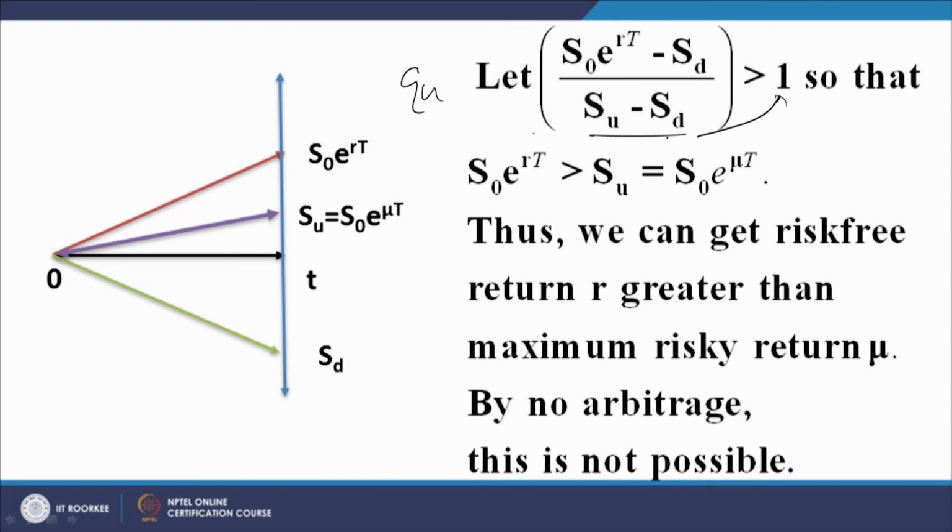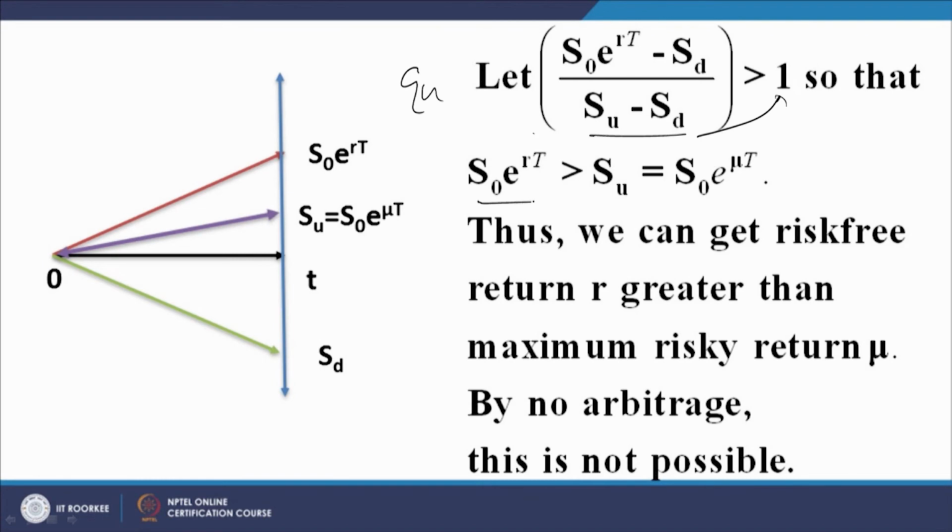What is S_u? Please note, S_u is the upper value or the upside value of the stock price. The stock price can take only two values, S_u if it goes up and S_d if it goes down. It cannot go more than S_u, it cannot go below S_d. We are talking about a binomial model, and in this model the stock price can take only two values, S_u or S_d at t equal to capital T when it makes a random jump.